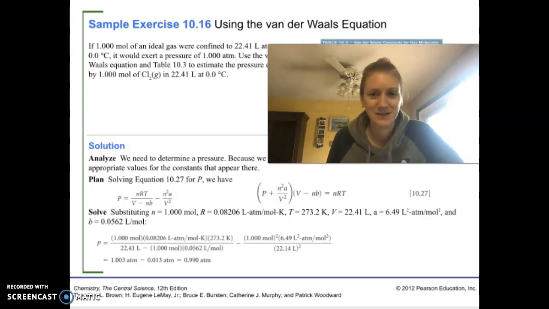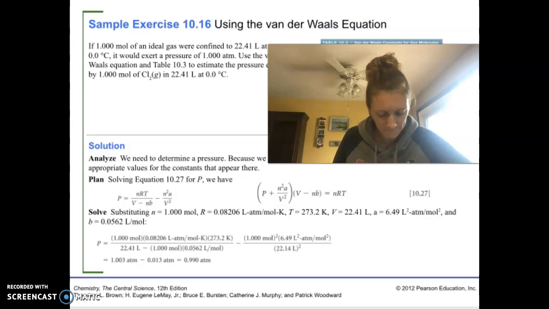Now we need to find the pressure that Cl2 would exert if there's 1 mole in 22.41 liters at 0 degrees Celsius. Again, we have to convert into kelvins, but thankfully this is easy because 0 plus 273 is 273. So now all we really need to do is plug it into the equation.